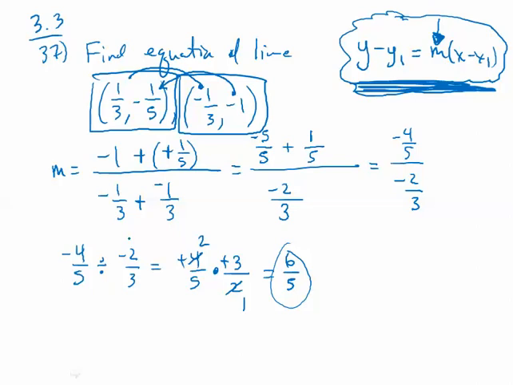Second one, less fractions to deal with, I'll go with that. Okay, so let's use the second one: negative 1/3 and negative 1. Why can we use either or? Because both of them are on the line, so it doesn't matter. We just need a single point that's somewhere on that line.